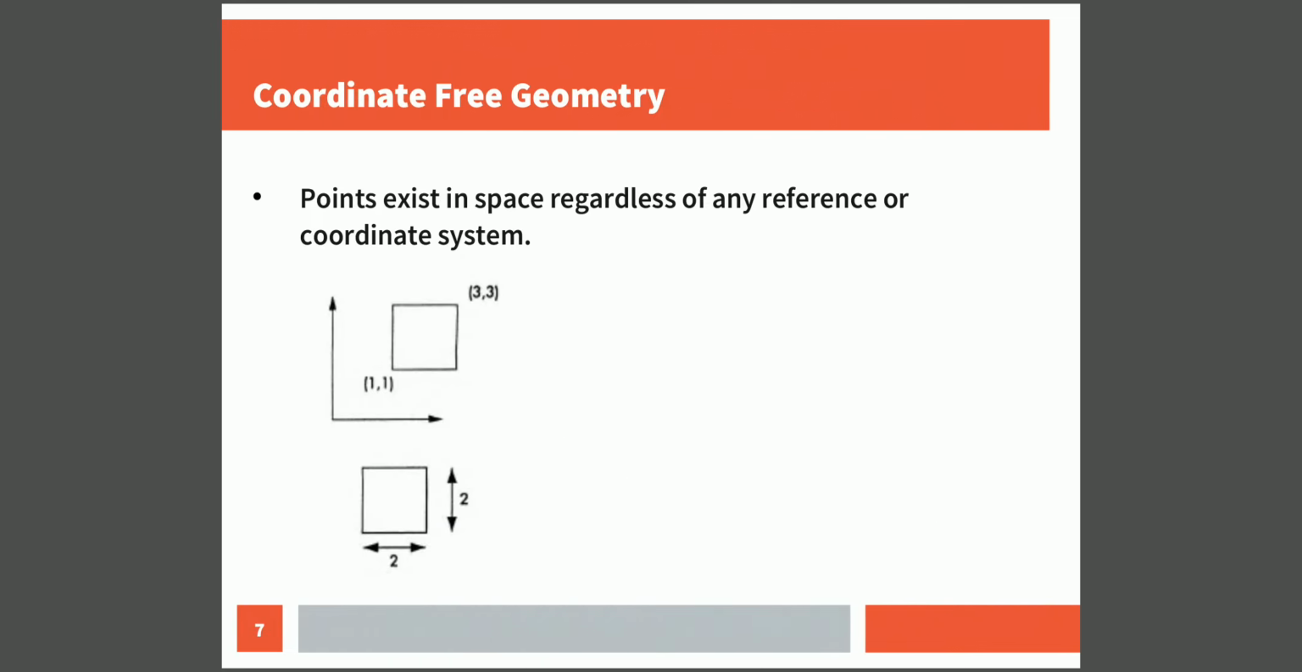Then coordinate free geometry. As I said, a point is nothing but a location in space. If we consider any coordinate system, that means an x coordinate, y coordinate and a z coordinate, then we represent a point in space by writing the corresponding coordinate values for each point. For example, here we are considering a simple object, a rectangle, where we give coordinate values for two of the vertices: the bottom left vertex is identified as 1, 1 and the top right corner is identified as 3, 3 according to the x and y coordinate values.